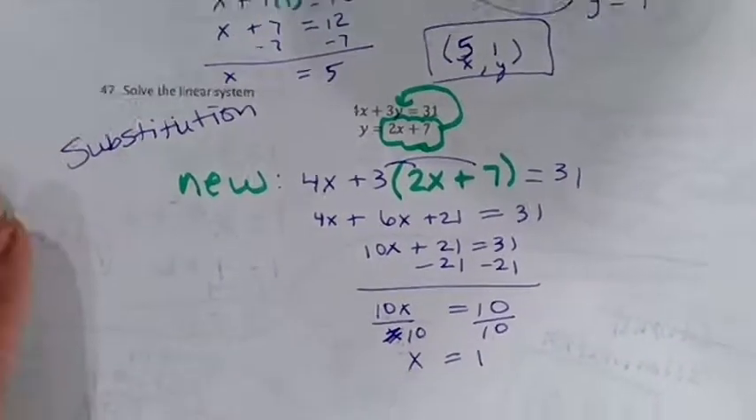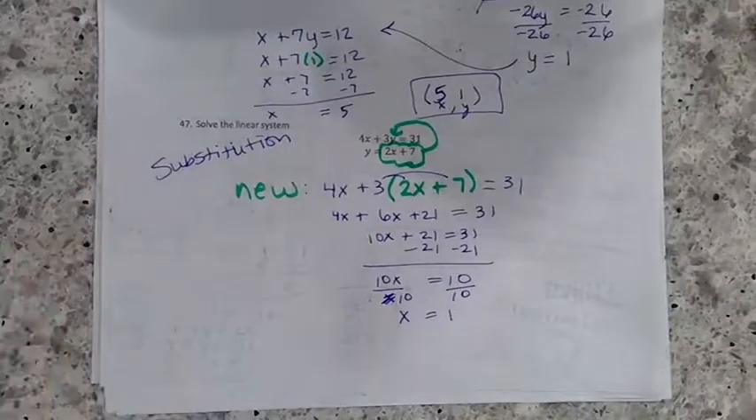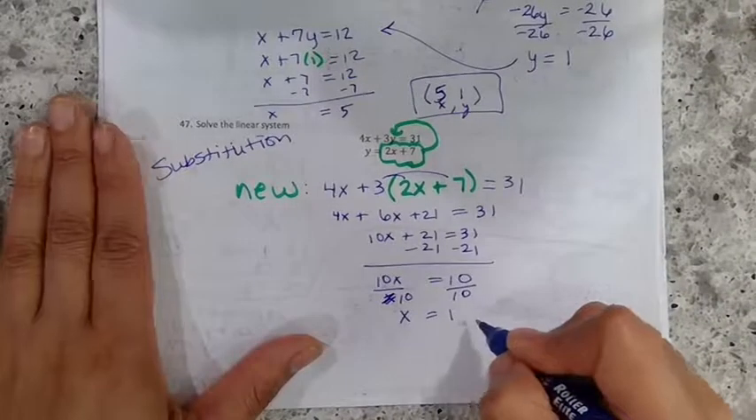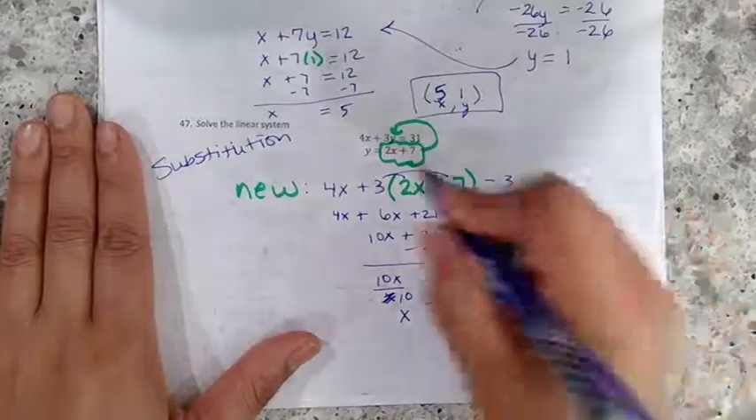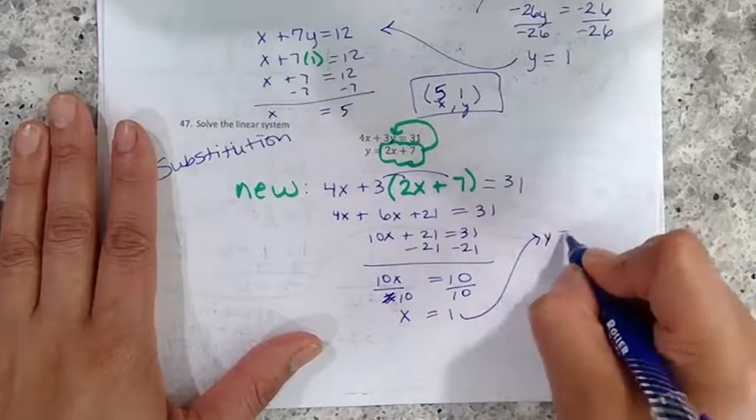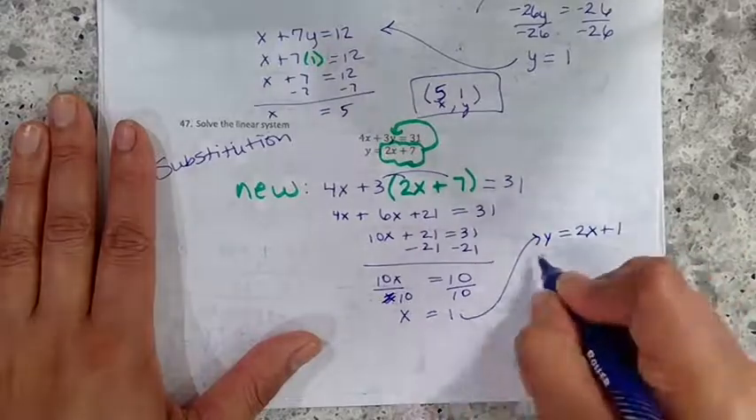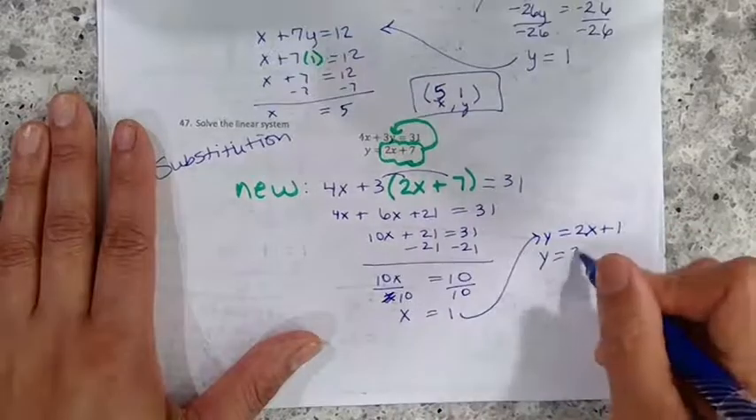Well, if x is equal to 1, now what do you do? Yeah, plug it in. Which is a good equation to plug it in? The y equals 2x plus 7. So y equals 2x plus 7. Where do you plug it in? For x.